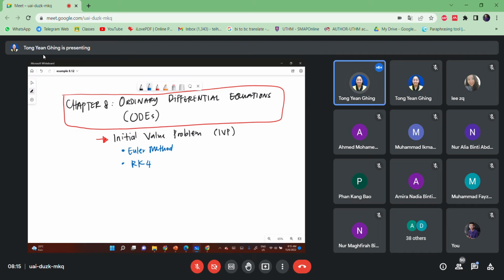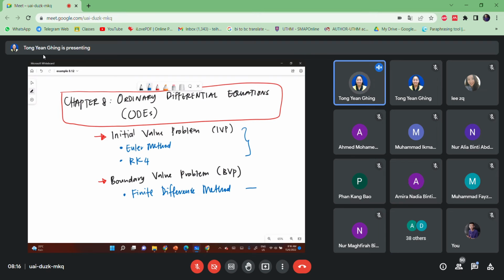Fourth order Runge-Kutta method. And the second part is boundary value problems, where the short form is BVP. This BVP only has one method, that is the finite difference method. These two were already covered in the last video that I shared with you. So today we will continue with this one, the finite difference method.